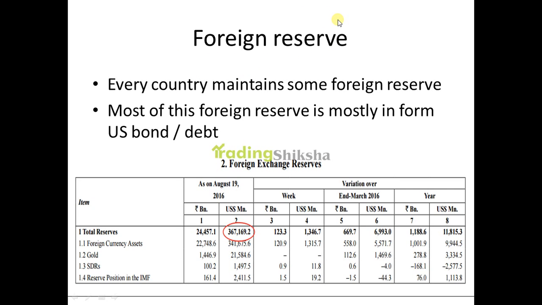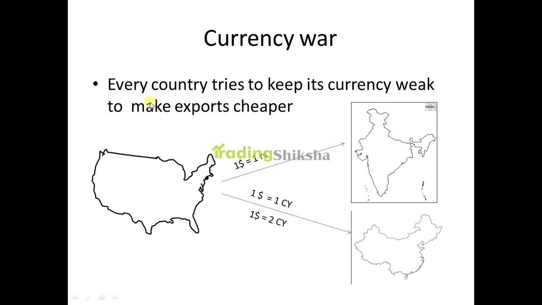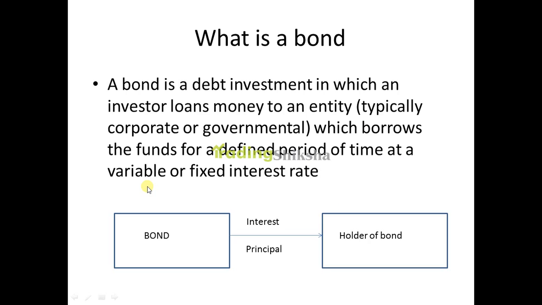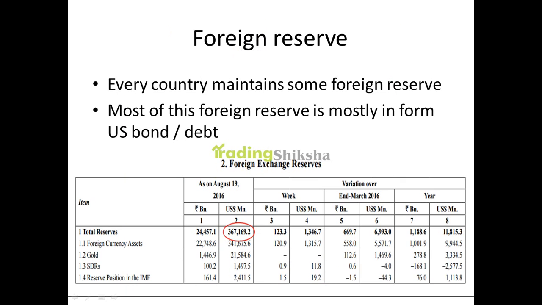And how do they buy dollars? They don't buy US dollars in cash. They basically invest in US debt, which is very liquid. US bonds are very liquid. They are very highly traded, and one can very easily sell them off whenever they require money. So for any country, most of the foreign reserve is invested in US government bonds.